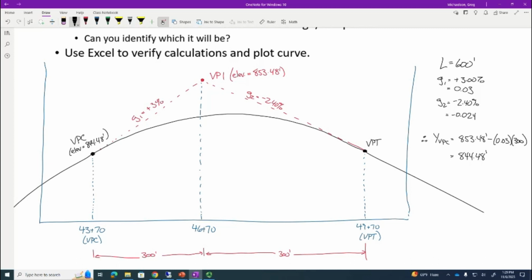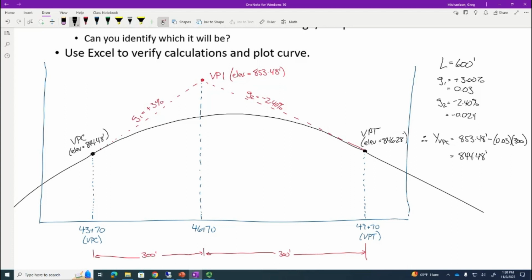It'd be the elevation of the VPI minus the horizontal distance times the slope. And the slope is? Negative 0.024. Yes. And with both of them, we're subtracting, right? Because it's a crest curve, the VPI is the highest, so both go down. If it was a sag curve, we'd be adding, right? Does that make sense? So what do we get for our elevation of our VPT? 846.28. Okay, all right.